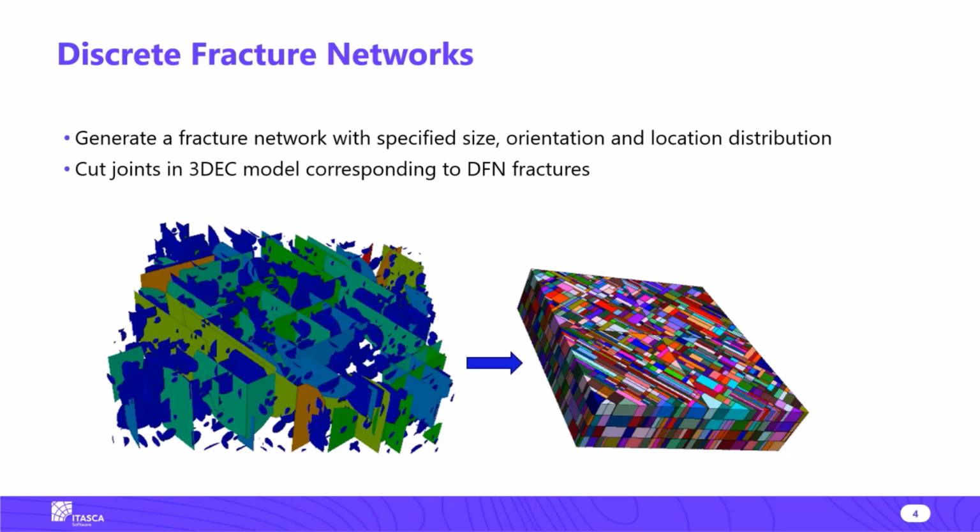Often it's a bunch of disks, like I'm showing here on the left. And once you have that fracture network, you can use them to cut into a 3DEC model and create a bunch of blocks. And again, these blocks are then capable of moving relative to each other.